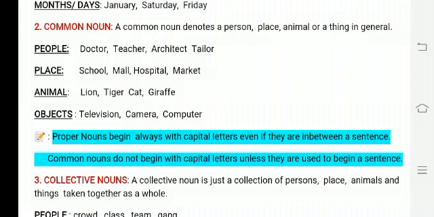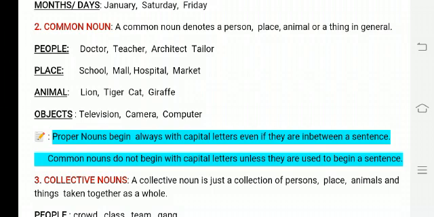In the same way, animals like lion, giraffe, tiger, etc. Then for places, if I ask you, where are you planning to go? If you say, I am planning to go to a mall or I am going to school, since you don't mention the particular name of a school or a mall, it becomes a common noun.